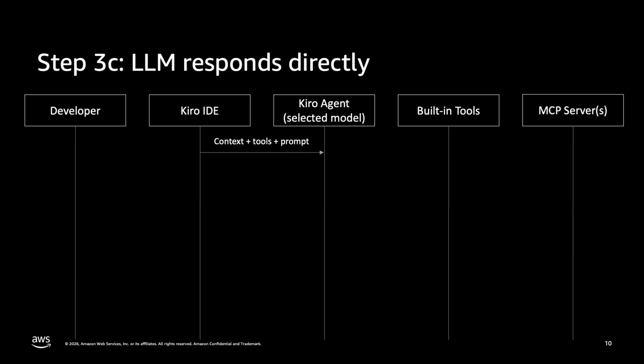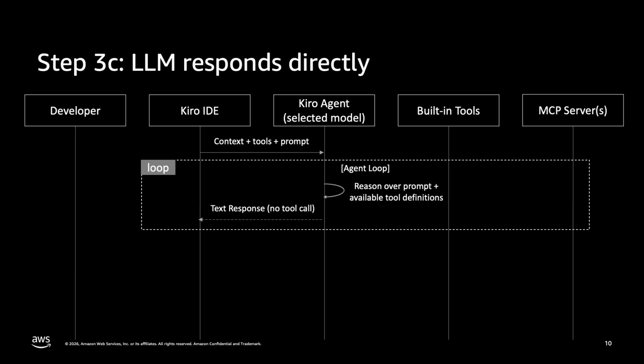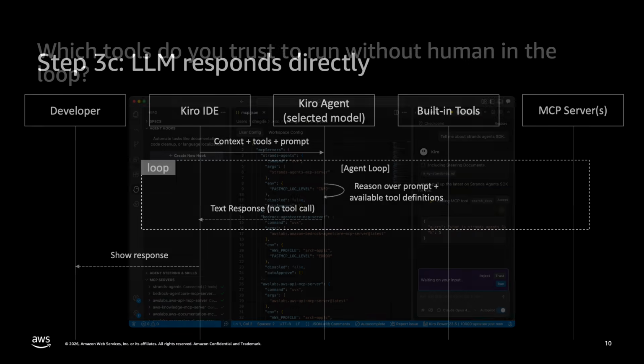But sometimes the agent's LLM has enough context to answer directly, no tool call needed. It reasons over the prompt and the available tools, decides none of them are necessary, and returns a text response. Kiro passes that straight back to you.